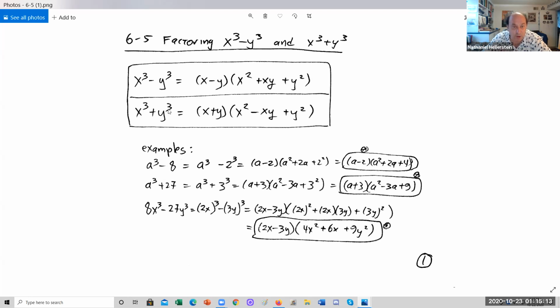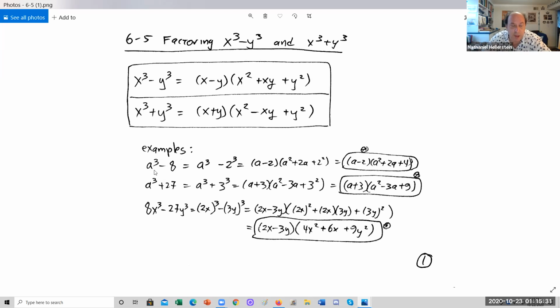So a sum of cubes is a sum times, let's try that again. A sum of cubes is a sum times a square minus a product plus a square. A difference of cubes is a difference times square plus product plus square.